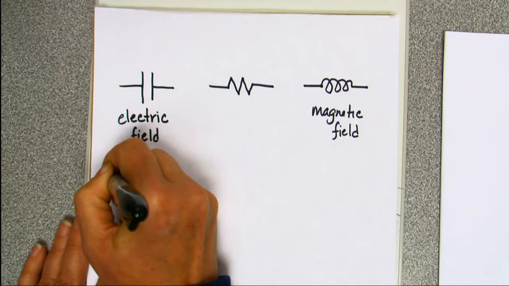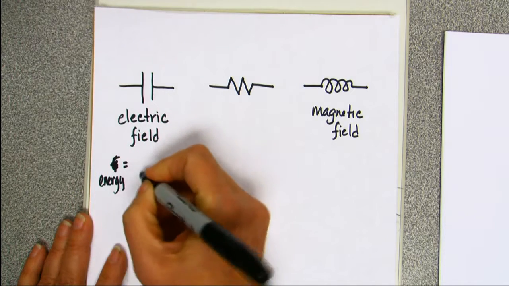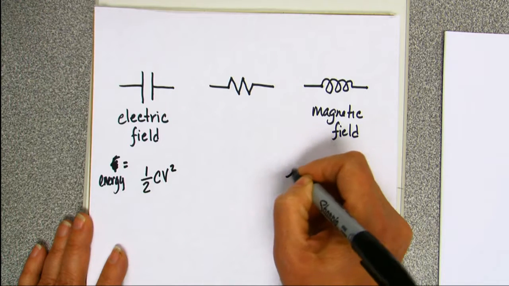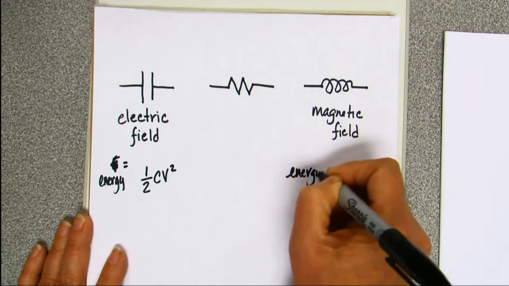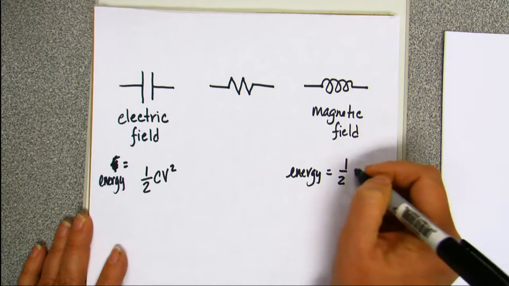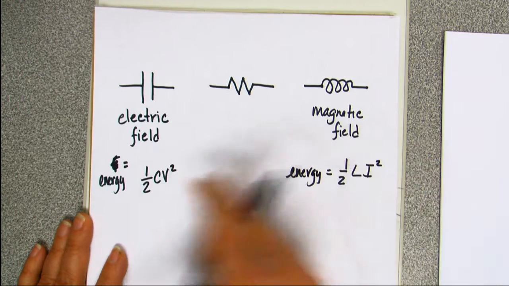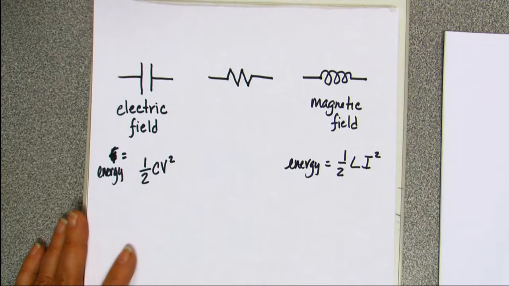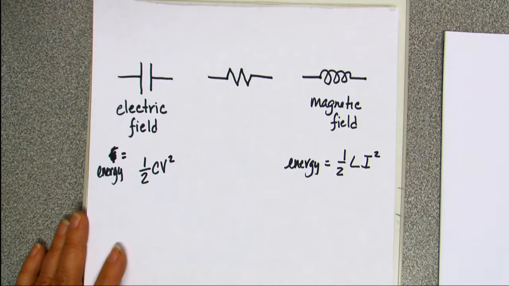We'll just write it out. Energy is going to equal 1/2 CV squared. This one, energy equals 1/2 Li squared. So both of these things are going to store energy. One stores it associated with the electric field, one stores it associated with the magnetic field.